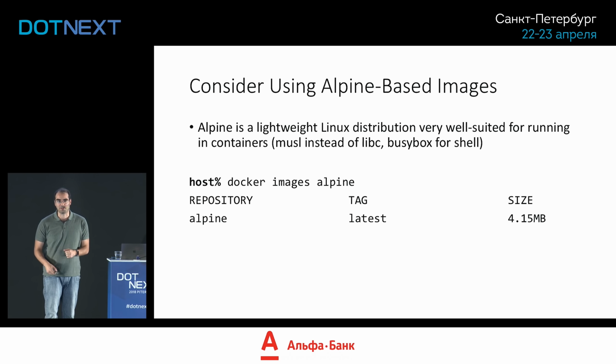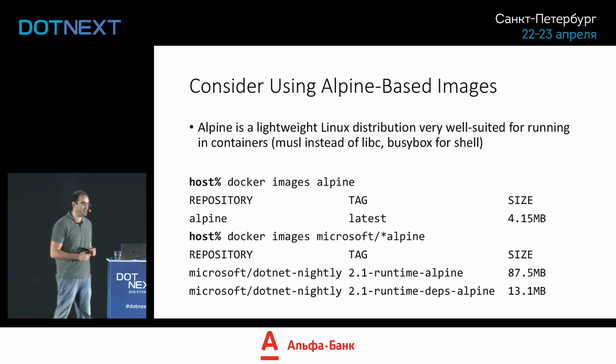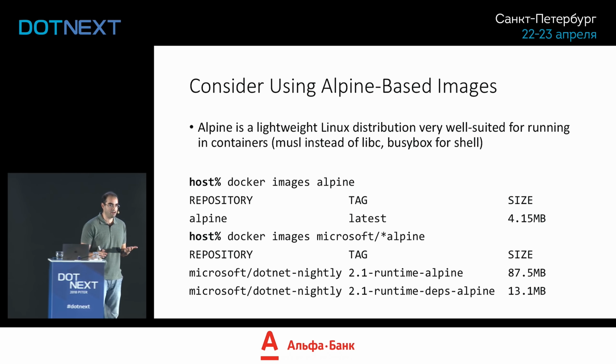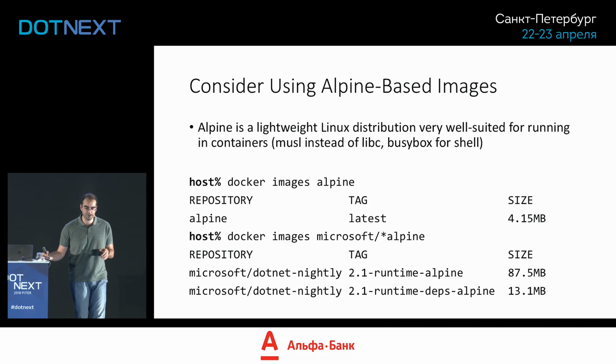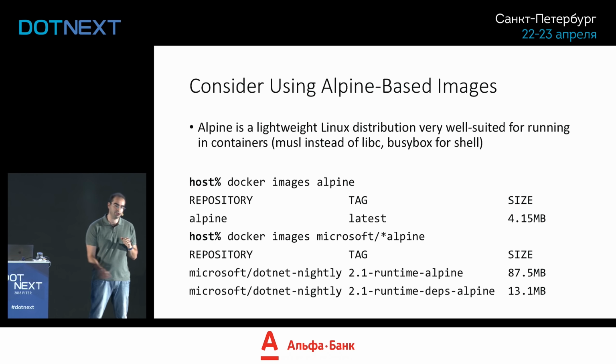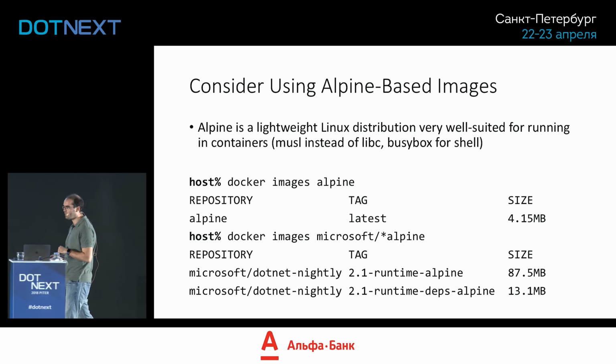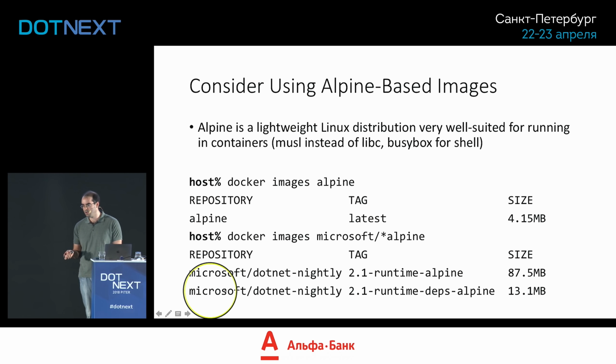Then you have the Microsoft Alpine images, and they are unfortunately a bit bigger, but again, smaller than the Debian ones. And they are fully functional. They can run .NET apps more or less completely with all the features. And you see the runtime-deps image is just 13 megabytes.